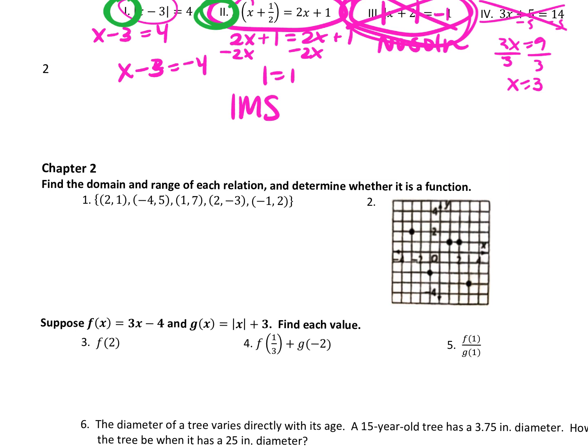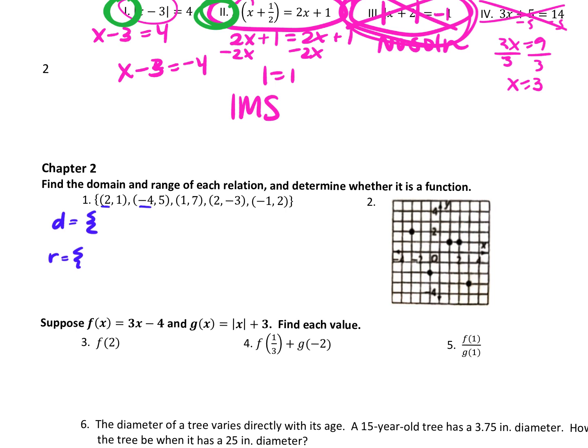All right, that's chapter 1. Okay, on to chapter 2. This says find the domain and range of each relation and determine whether it's a function. Remember, we put domain and range. The domain is your x values. The range is your y values, and we always put them in the little brackets. We put them in order with no repeats.